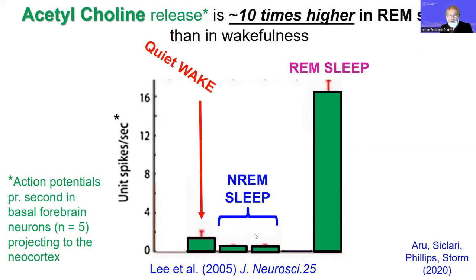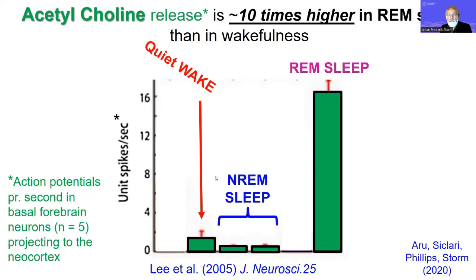This is from Lee et al. 2005. Alonso was also on the paper. They used a different method where they actually measured the firing rate of these particular cholinergic neurons in the basal forebrain that supply the cortex with acetylcholine. And then they found evidence that during REM sleep, there's far higher activity, almost 10 times higher sometimes than during quiet wakefulness. This changes the picture quite a lot.